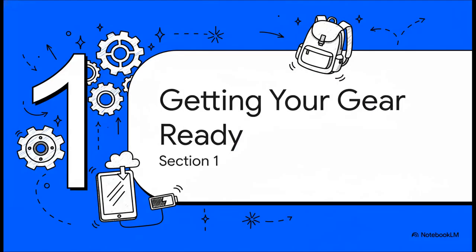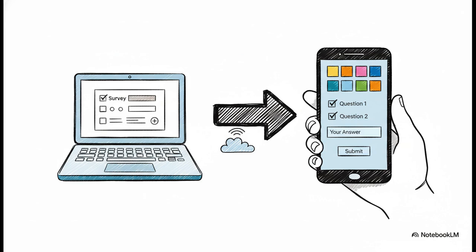So, you're probably wondering, how do I get started? It is so much simpler than you might think. Let's walk through our first section, getting your gear ready. Seriously, this is all you need. On your computer, just a web browser and an internet connection. That's where you'll set up your free KoboToolbox account and design your survey. Then for your team in the field, all they need is a basic Android smartphone or a tablet with the free Kobo Collect app installed. That is it. No expensive, specialized hardware needed.